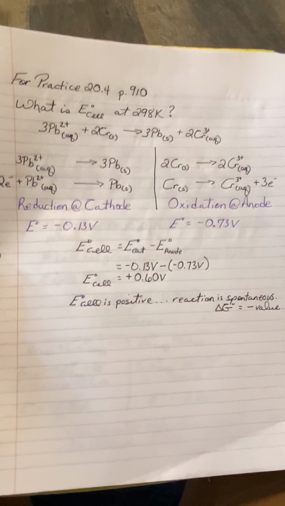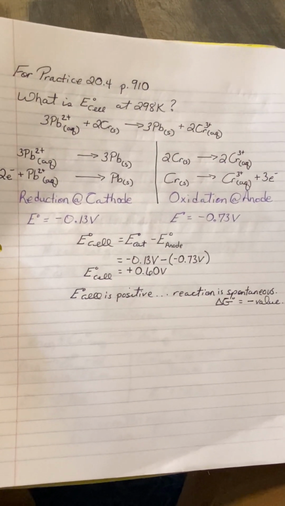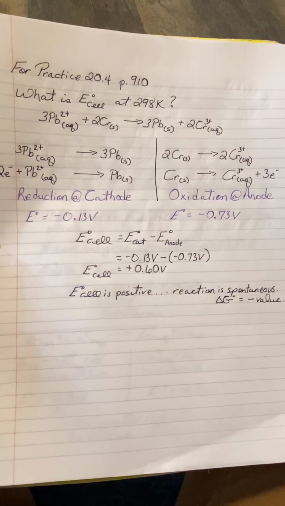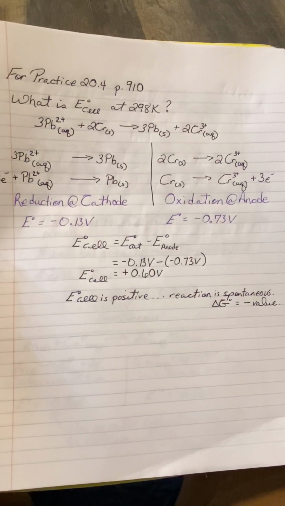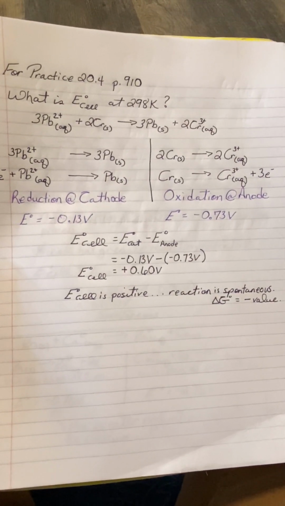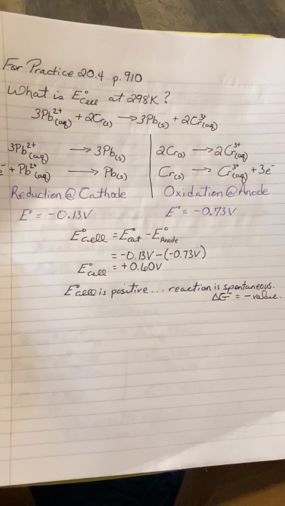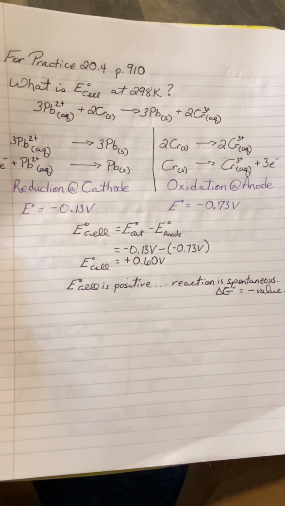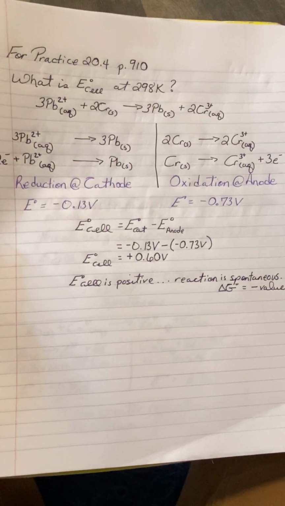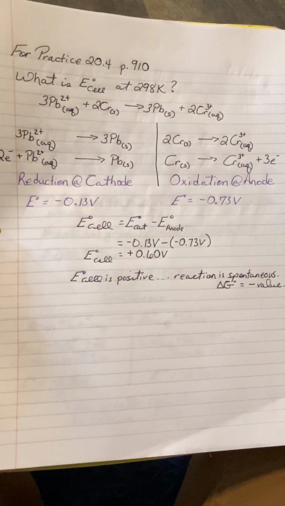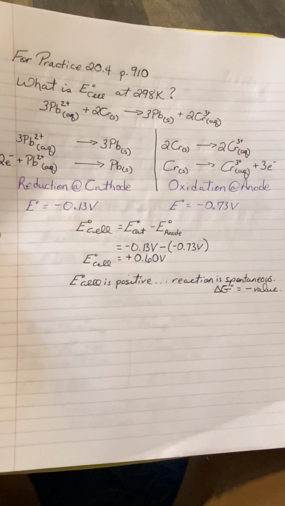Now, what we can infer from that final value, that 0.60 volts: since the Ecell value is positive, the reaction as it is written will be spontaneous, which leads us to know that the delta G, the Gibbs free energy value for this reaction, will be negative.